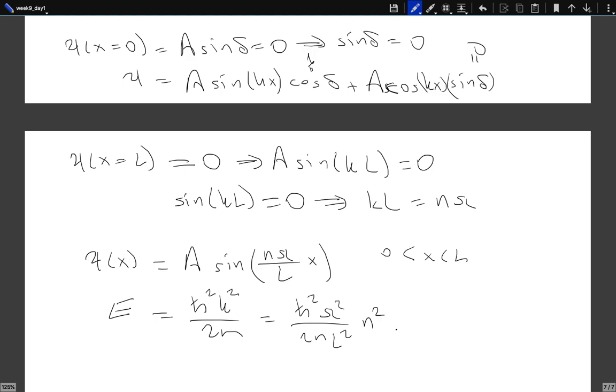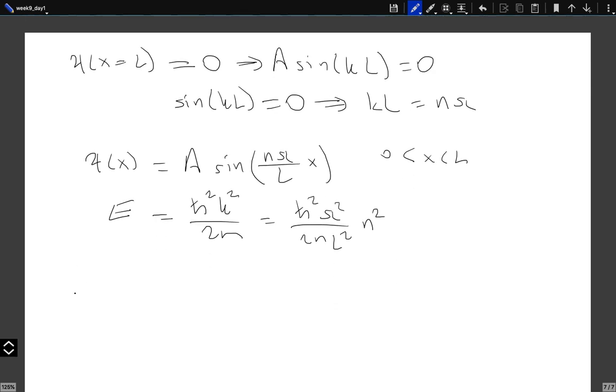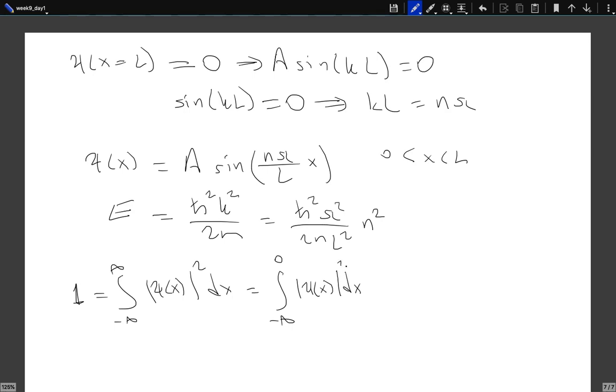Now let's see what A is. Let's also calculate A. Now, A is determined by this condition: from minus infinity to infinity, this is 1. Well, I don't need to integrate from minus infinity to infinity, because you see, I have from minus infinity to 0, psi of x squared dx, and from L to infinity, psi of x squared dx, and then I have from 0 to L, psi of x squared dx.